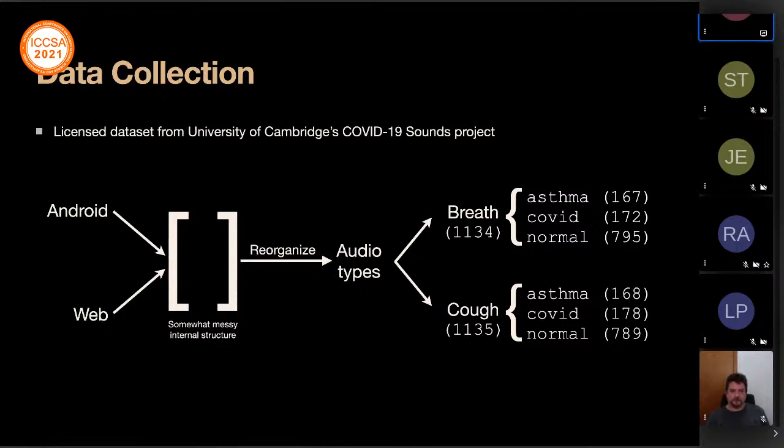However, for our purpose, where we want to perform a binary classification of COVID versus normal, we discarded the asthma samples and just used the COVID and normal samples. As you can see, the number of samples is very imbalanced, in the sense that there are around 172 samples of COVID and 795 normal samples, and similarly for the cough data. That is one of the concerns in training the model as well.